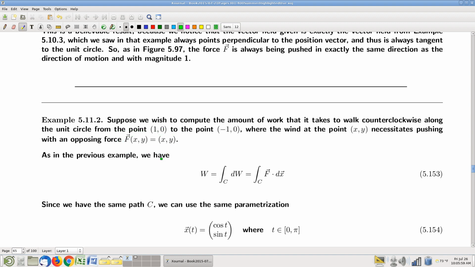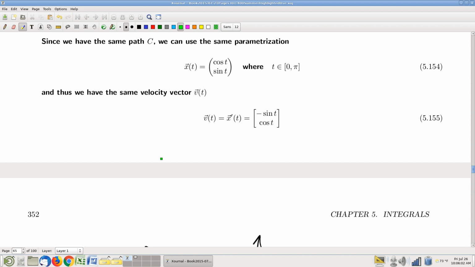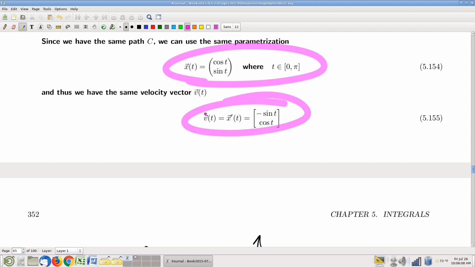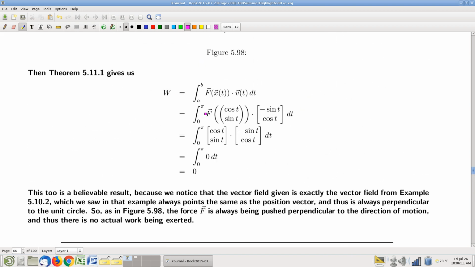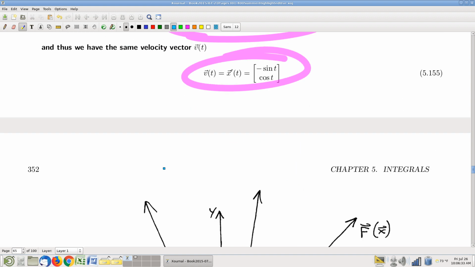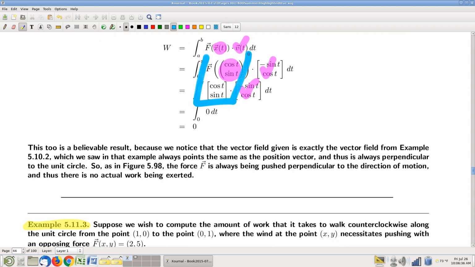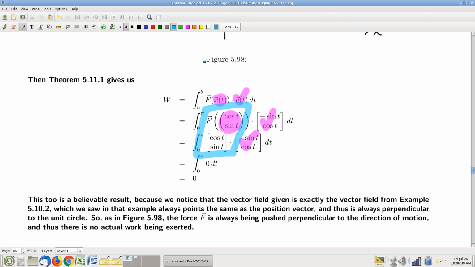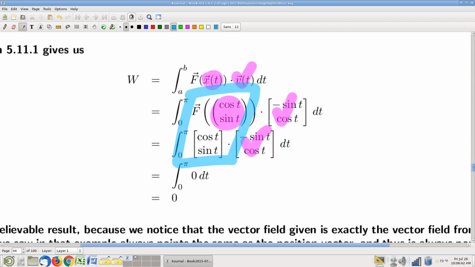But a lot of this calculation is going to be exactly the same because we have the same parameterization, same curve, same velocity vector. That velocity vector, all the same, right? The parameterization, all the same. The only difference here is that we are plugging into a different vector field, f of xy is just xy. Slightly different from before. Right, so that's different. Everything else is the same. Everybody on board?